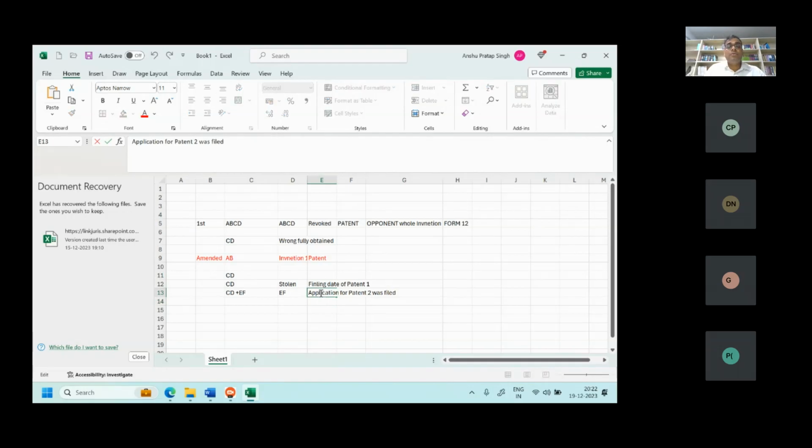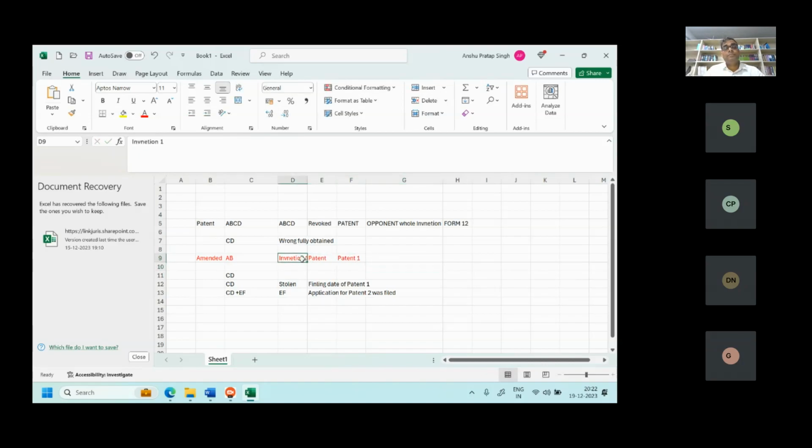Is it clear? Any doubt? Any doubt here? Sir, for CD, the date will be the filing date for ABCD, right? Yes. This is the first patent. So when it is amended, it remains as patent 1, because after amendment, patent 1 survived.